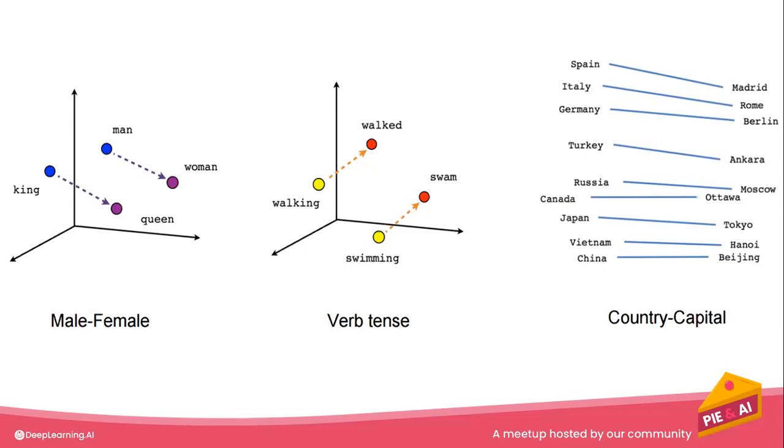So the distance between the vectors king and queen is the same as the distance between man and woman. What we can conclude from the first diagram is that the relationship between king and queen is the same as the relationship between the words man and woman. Similarly, we can see verb tense: walking and walked, similar to swimming and swam.